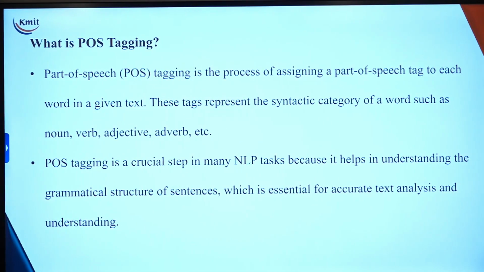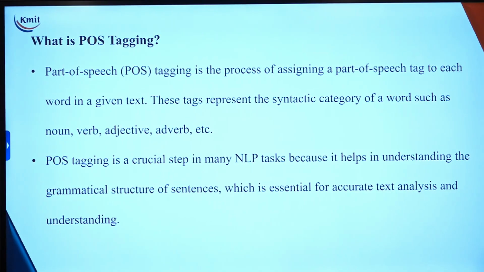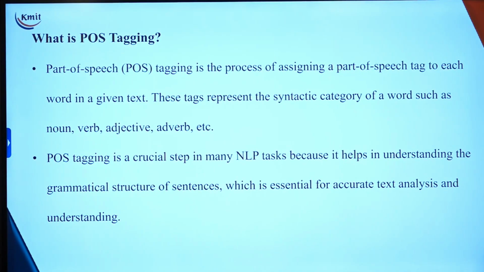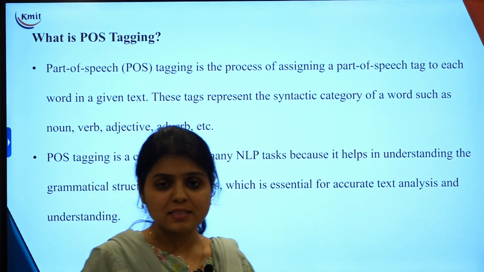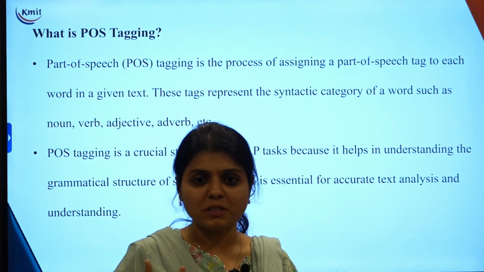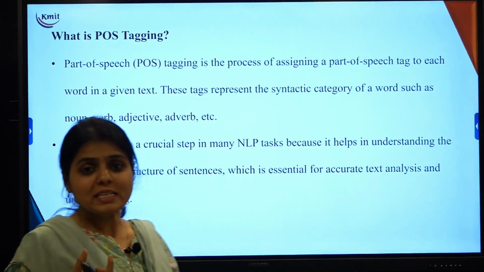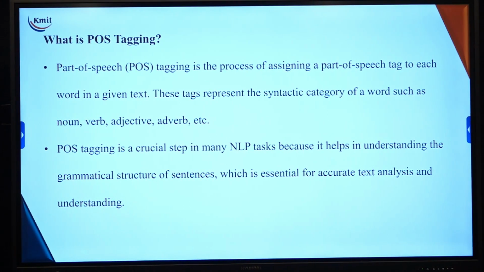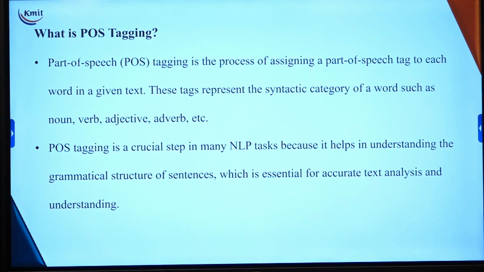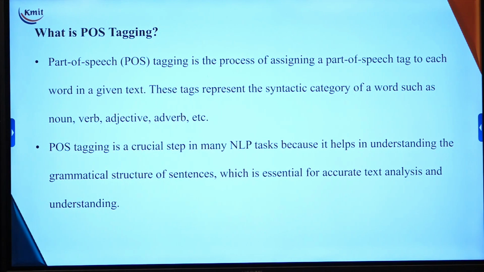So when you look into POS tagging, parts of speech tagging is basically a process wherein we assign a POS tag to each word in a given text. In the context of NLP, when we take a sentence and after we generate tokens of that particular sentence, we assign POS tags to each and every word in the given sentence. Now these tags represent the syntactic category of words such as noun, verb, adverb, adjective, etc. So parts of speech labeling would be done for every token that is generated in the sentence.